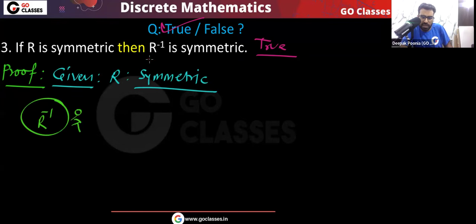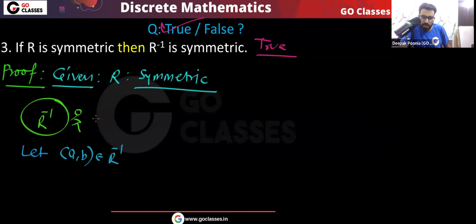To check whether R inverse is symmetric or not, let AB belong to R inverse. Please understand, it is given that R is symmetric, and we need to check whether R inverse is symmetric or not. So assume that this ordered pair AB belongs to R inverse. Now we need to check, can I guarantee that BA will also belong to R inverse?